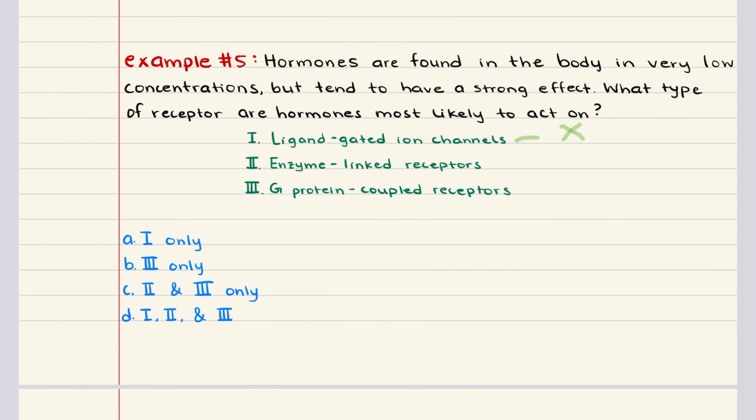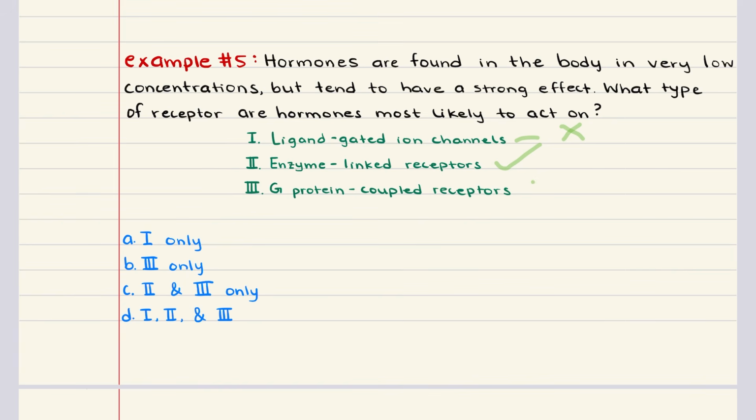What about enzyme-linked receptors? These are actually excellent hormone receptors. When the hormone binds, it activates an enzymatic domain inside the cell, which often leads to a cascade of phosphorylation events. And this leads to signal amplification, which means a small signal causes a big cellular response.